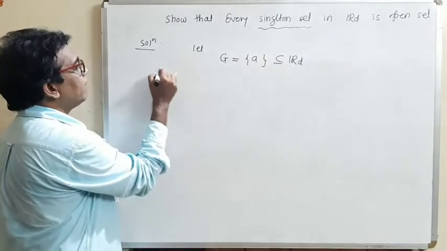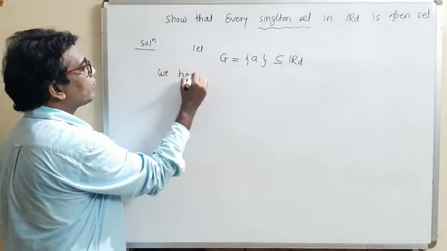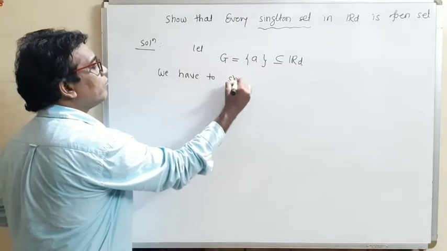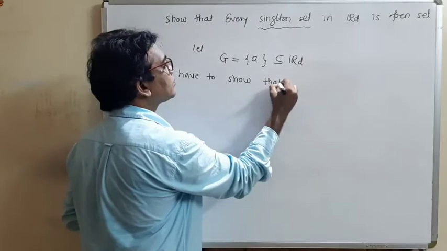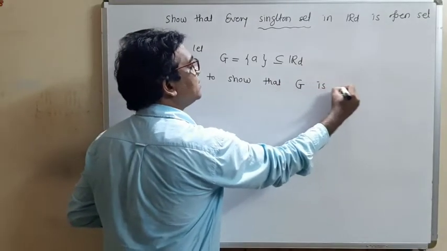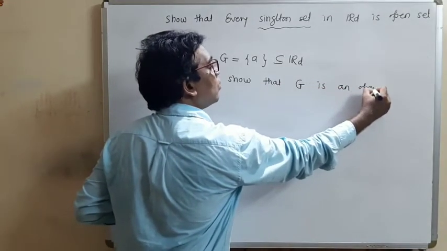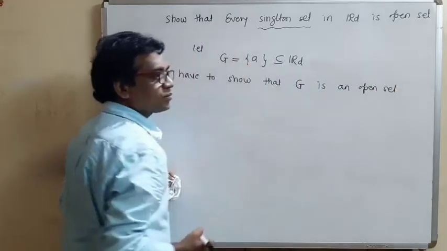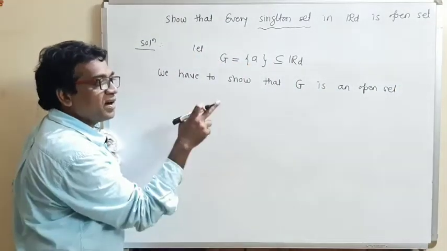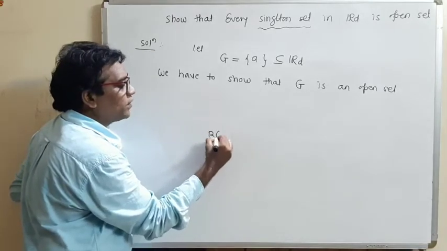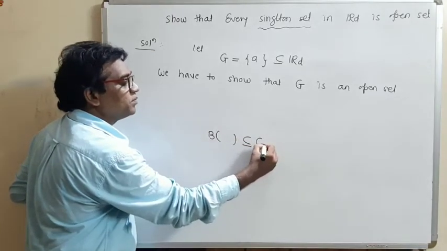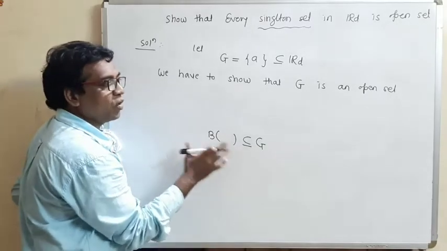So right here, we have to show that G is an open set. So how to show that G is an open set? What is the basic idea? Find out some open sphere which is a subset of G. This is the basic idea for showing the open set.